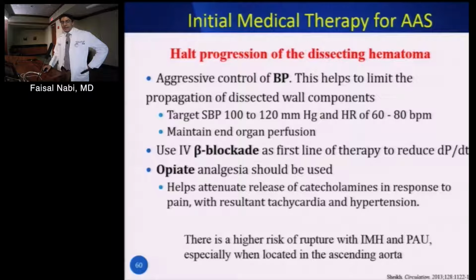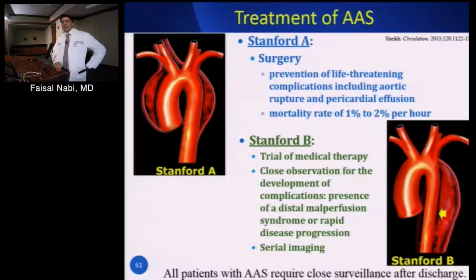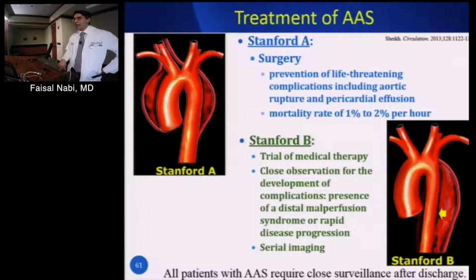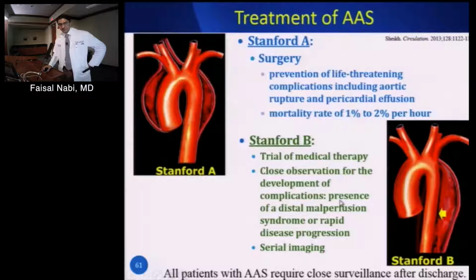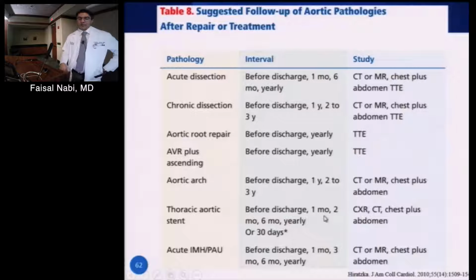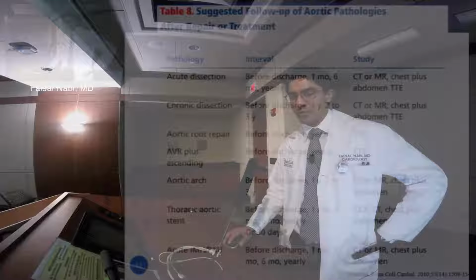Treatment is, of course, dependent on the location of the acute aortic syndrome. If it's a Stanford A, involving the ascending aorta, generally this is surgery. If it's a Stanford B, involving the descending aorta, this is generally medical therapy, unless there is end organ malperfusion or the development of complications. There are a lot of charts out there making recommendations, but once these people have had some sort of aortic surgery or aortic abnormality, periodic interval reassessment is recommended by the guidelines.